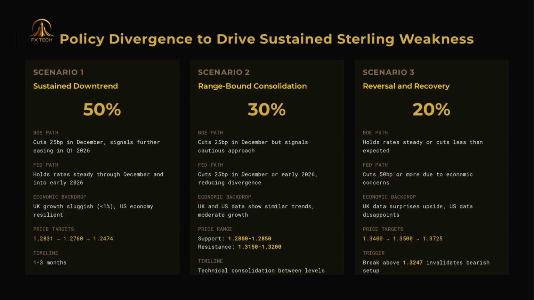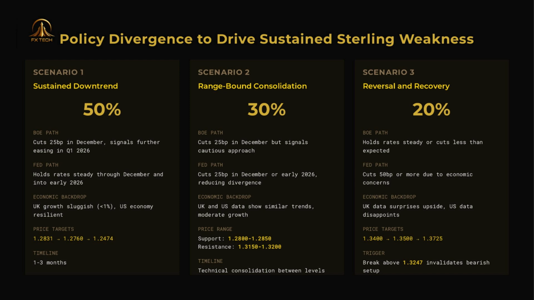Looking 1 to 3 months ahead, the outlook depends heavily on the policy paths of the Bank of England and Federal Reserve. Scenario 1, the sustained downtrend with 50% probability, assumes the BOE cuts 25 basis points in December and signals further easing in Q1 2026, while the Fed holds rates steady through December and into early 2026. With UK growth sluggish below 1% and the US economy remaining resilient, this scenario targets 1.2831, 1.2760, and ultimately 1.2474 over a 1 to 3 month time frame.